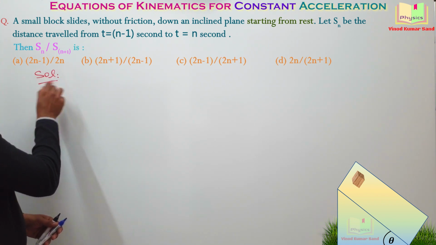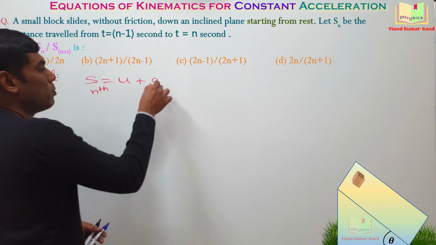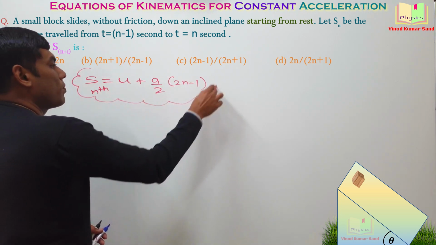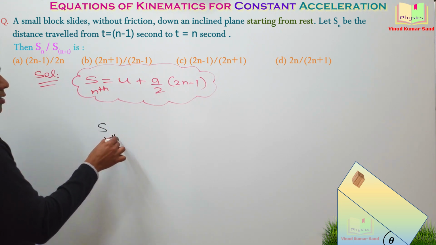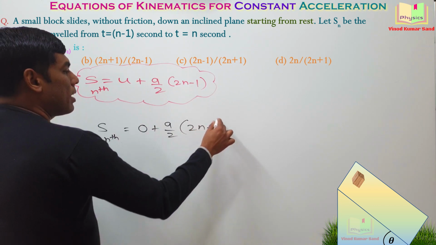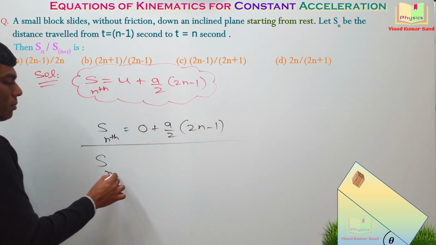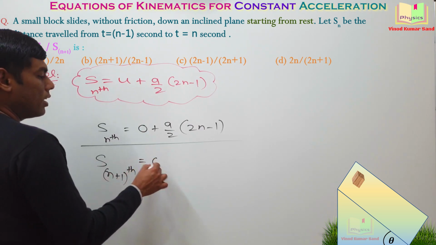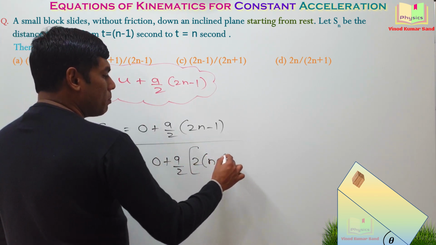Solution is pretty simple. We'll be using this equation S nth is equal to u plus a by 2 into (2n minus 1). So here is the S nth, which is equal to 0 plus a by 2 into (2n minus 1), divided by S n plus 1. This is given in the question. Here u is 0, acceleration is a by 2. This we write as n plus 1.